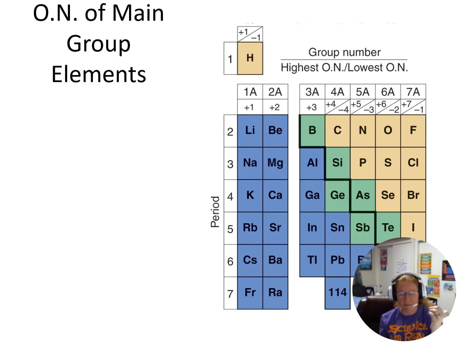Our group 5A has 5 valence electrons. So theoretically, we could lose up to 5, and we can gain up to 3 more. Our group 6A has 6 valence electrons. So theoretically, we could lose up to 6 or gain up to 2. And then our group 7A, we can go between +7 and -1, because we can theoretically lose up to 7 and gain only 1, because we're trying to satisfy that octet.